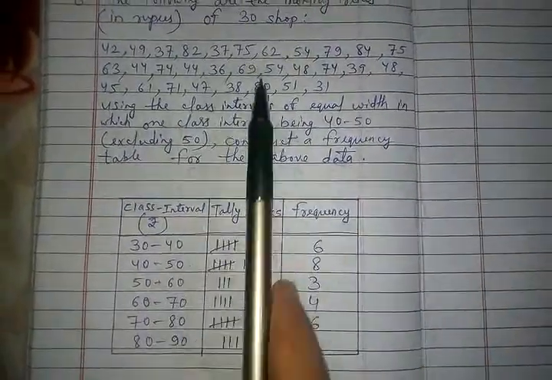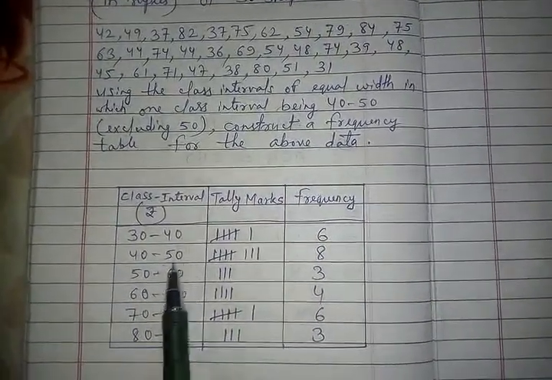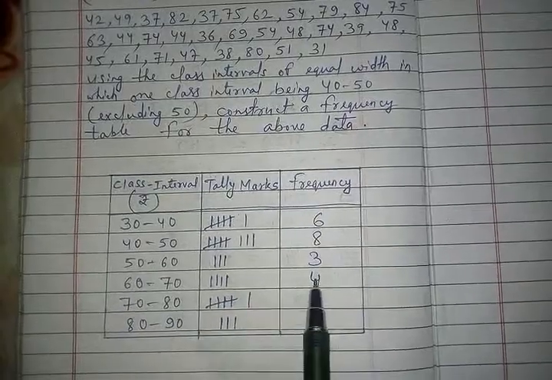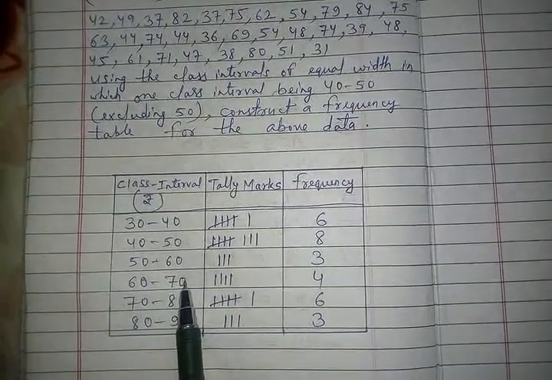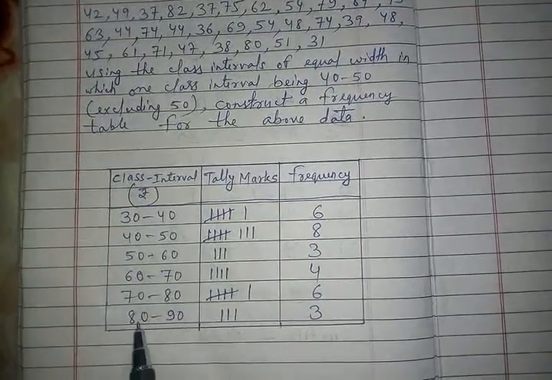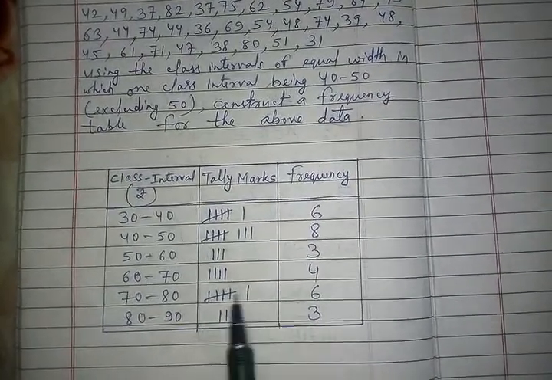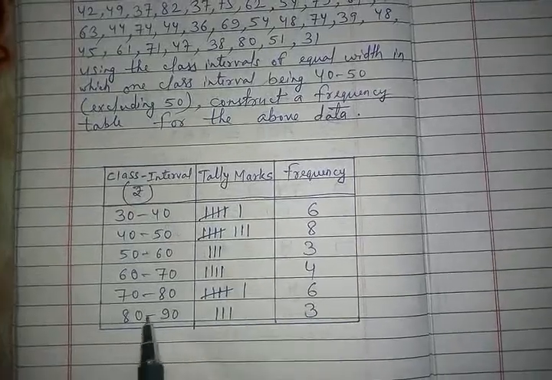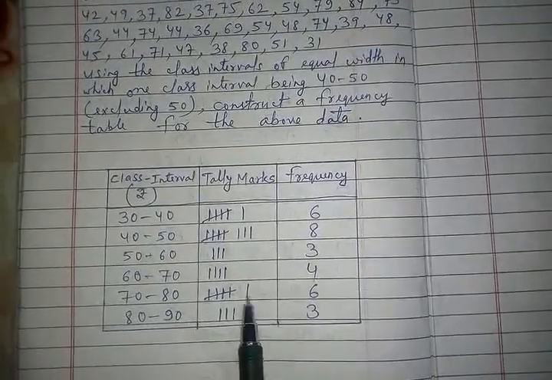You can see here there are 3 numbers from 50 to 60, but don't take 60. 60 to 70 there are 4 numbers, but don't take 70. 70 will come in this slab. 70 to 80 there are 6 numbers. 80 to 90 there are 3 numbers. And for the tally mark, always for the 5 we cut, and then write like this, 6 like this.